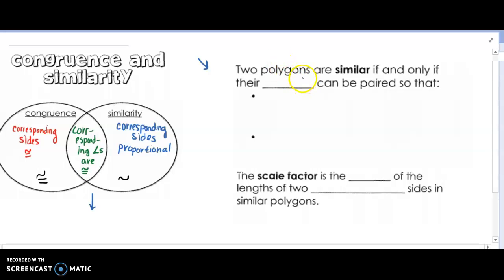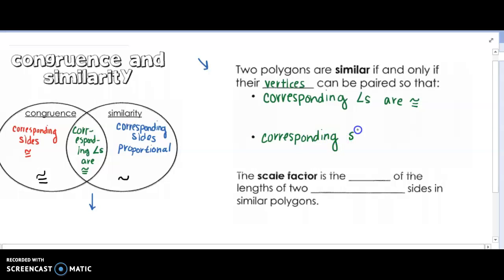All right, so if we go over here, it says two polygons are similar if and only if their vertices can be paired such that, and we're just basically going to rewrite what we wrote over here, corresponding angles are congruent and such that corresponding sides are proportionate.